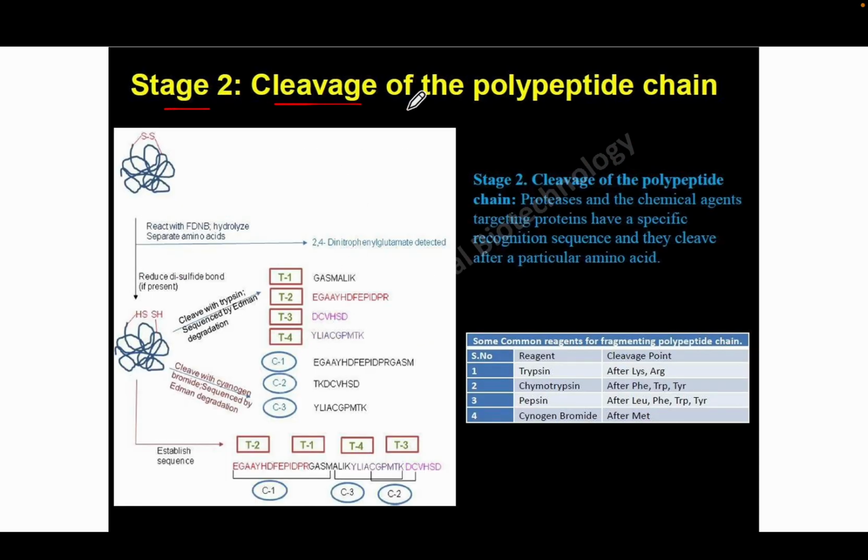Stage 2, cleavage of the polypeptide chain. Proteases and chemical reagents targeting proteins have a specific recognition sequence and they cleave after particular amino acids. So some common reagents for fragmenting the polypeptide chain, with their cleavage points. Trypsin cuts after lysine and arginine, chymotrypsin cuts after phenylalanine, tryptophan and tyrosine, pepsin cuts after leucine, phenylalanine, tryptophan and tyrosine, and cyanogen bromide cuts after methionine.